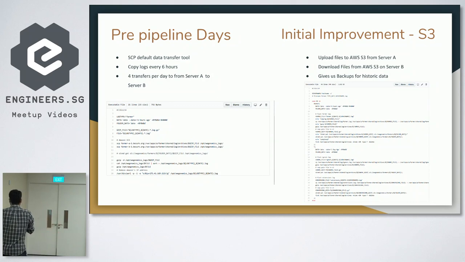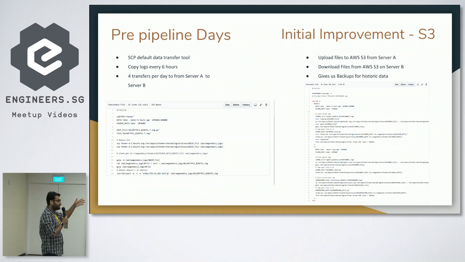So we take that data, instead of moving from server A to server B, we took that data from server A straight up to the cloud storage in AWS. So now we are keeping data in the server. We don't have to worry about space. We don't have to worry about anything like flushing out, clearing the logs, anything, because we have historic data keep building up over the period.